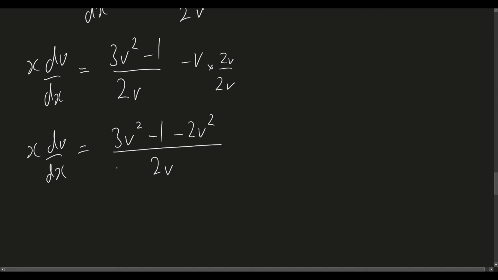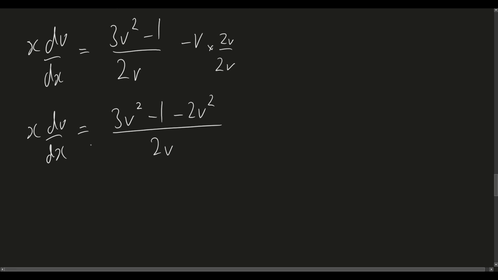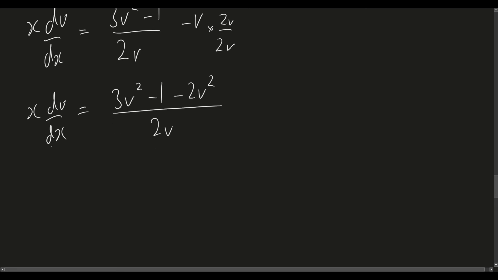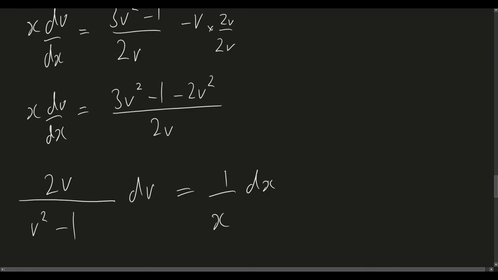Okay, so let's keep going. So what we want to do now is get these on either sides. So we'll want to bring the x up to the other side and the v's onto the left hand side. So this will now look like 2v over v squared minus 1 dv equals 1 over x dx.